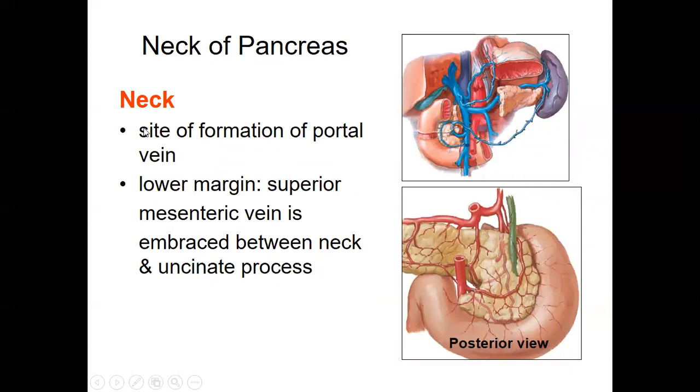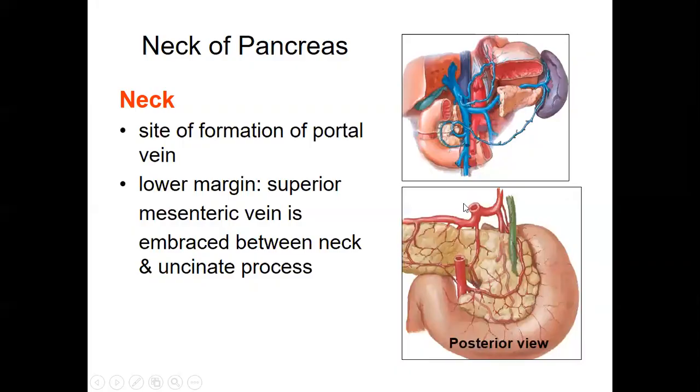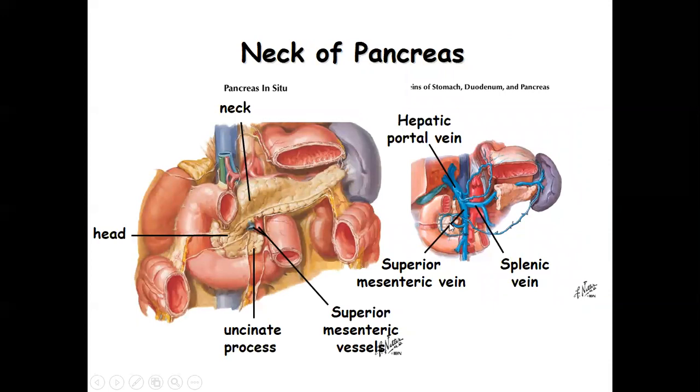The neck of the pancreas is the site of formation of the portal vein. So you can see here, the portal vein is being formed. At the lower margin, the superior mesenteric vein is embraced between the neck and the uncinate process. This is the superior mesenteric vein, you can see here. The superior mesenteric vein is embraced between the neck and also the uncinate process.